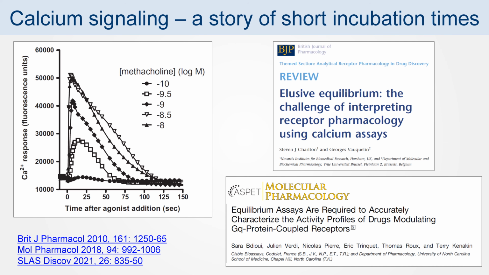Calcium responses are really fast. On the left is a time course graph for a fairly typical calcium response stimulated by a GPCR. The peak response here is within 10 seconds of drug addition, and we use this peak time as the time point for our SAR assays. This meant that the assay was nowhere near equilibrium for most of the compounds we were testing. This effect was evaluated by numerous investigators, and you can read the papers here if you want a deeper dive. The overall conclusion: avoid short incubations.